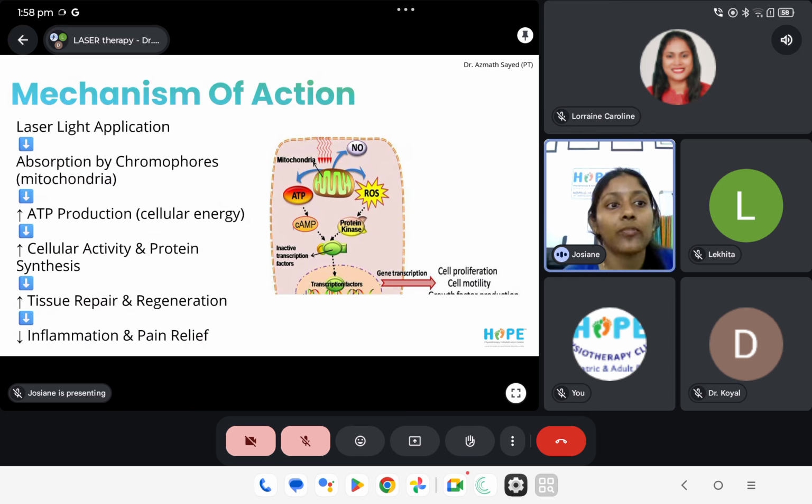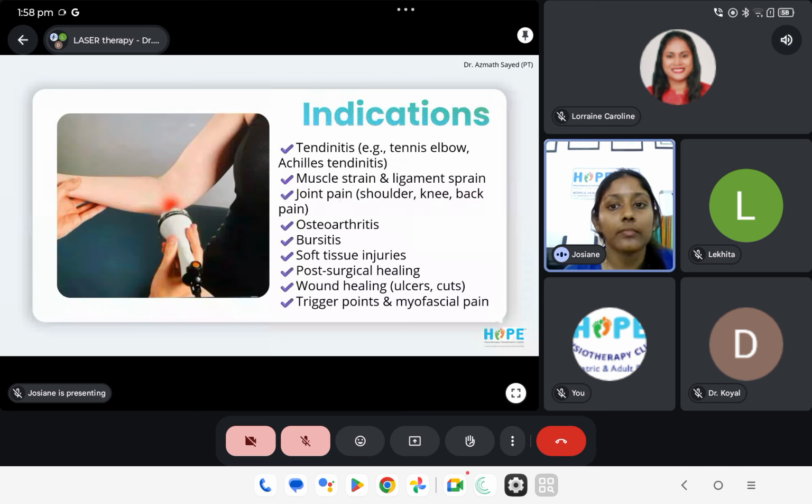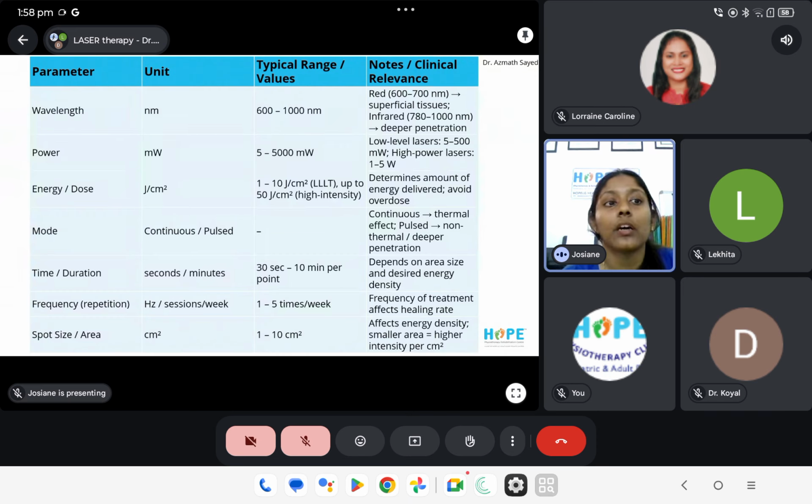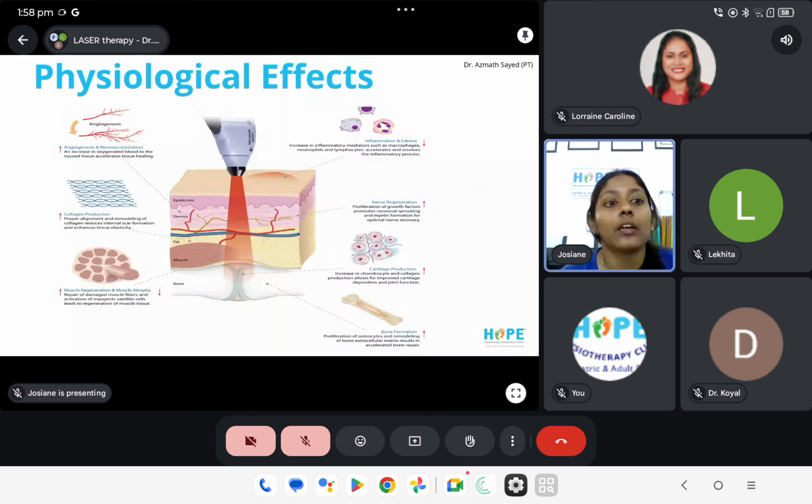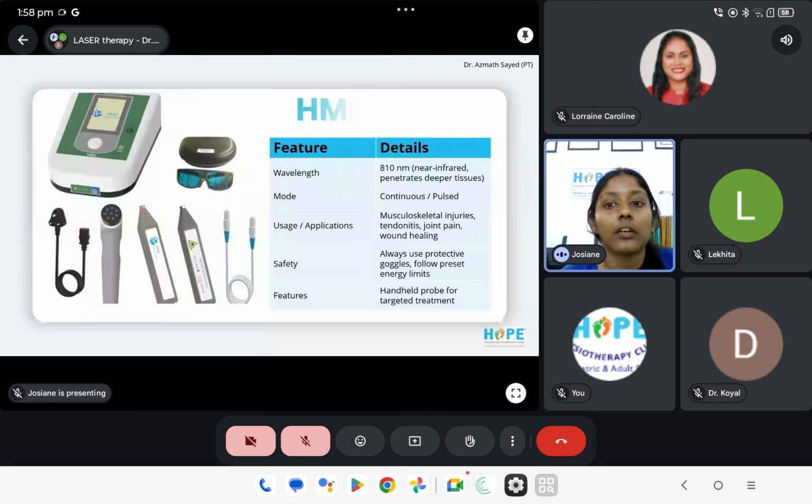The mechanism of action of laser, from the laser light application to decrease in inflammation and pain relief. Then indications: tendinitis, muscle strain, osteoarthritis, bursitis, soft tissue injuries, post-surgical healing, wound healing, trigger points. Then there are various parameters, which include wavelength, power, energy, mode, time duration, frequency, and the spot size or area. The physiological effects are of the HMS laser, which has a wavelength of 810 nanometers.